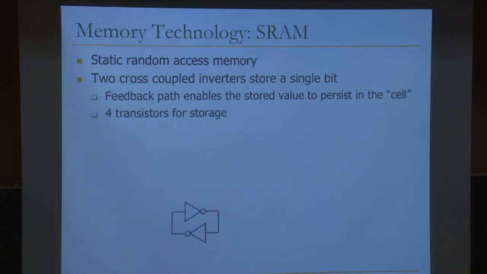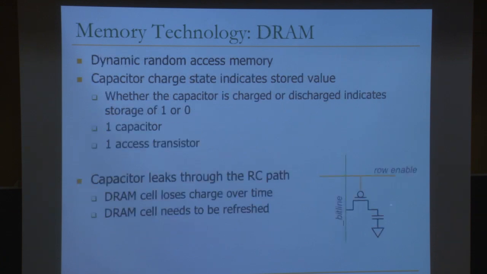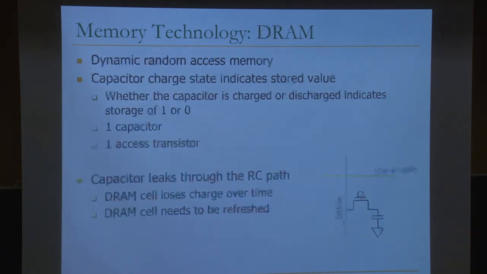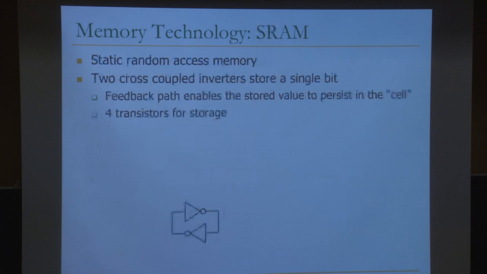So let's take a look at SRAM. This is static random access memory. It doesn't have this dynamic behavior of leaking charge. Basically, data is stored in two cross-coupled inverters. This is how you store a single bit, right? Basically, you trap the value in these two cross-coupled inverters, and you have a feedback path that enables the stored value to persist in the cell. Because you don't lose charge, since these amplify the value because of that feedback path, right? In fact, a sense amplifier is essentially an SRAM cell. How do you sense the charge over here? You have a sense amplifier that looks very much like this.